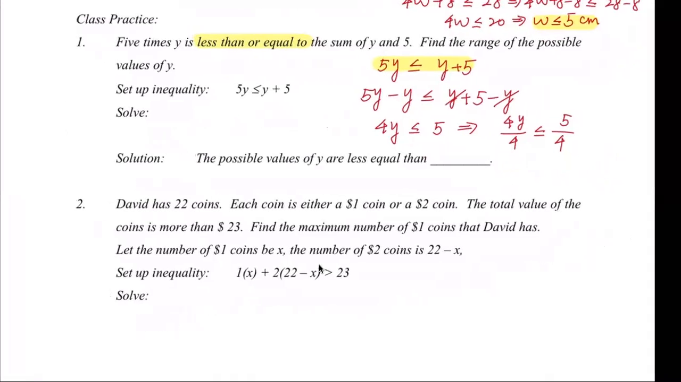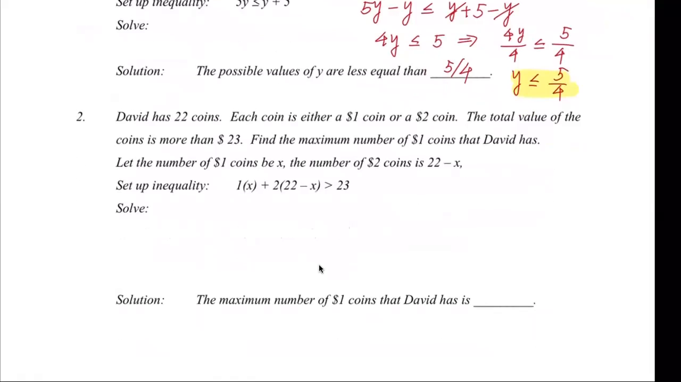So here, 4 and 4 cancel out. Y is smaller than or equal to 5/4. Okay, so this is the solution. So the possible values of y are less equal than, the less equal than is the same as less than or equal to 5/4. So this is question 1.